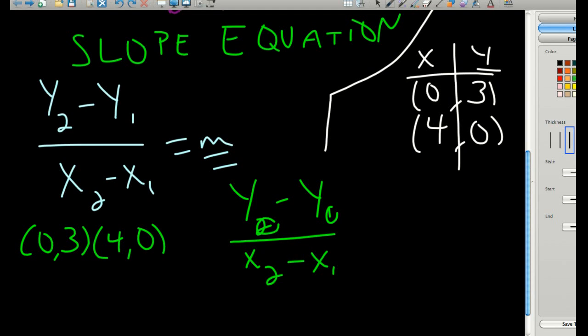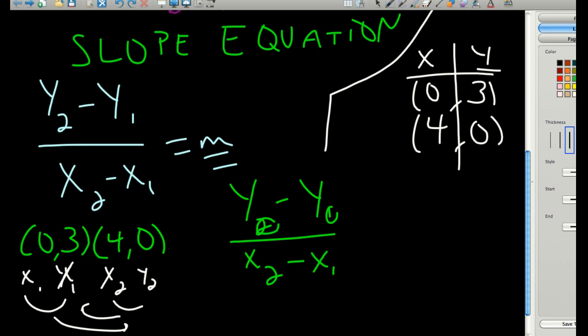Now, the cool thing about this is they have to match up. We have to make x1 and y1 be inside the same point, and x2 and y2 in the same point. In theory, we could even have x1, y1 over here, and x2, y2 over here, and we can really flip it around any way.